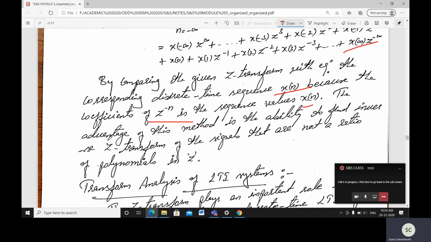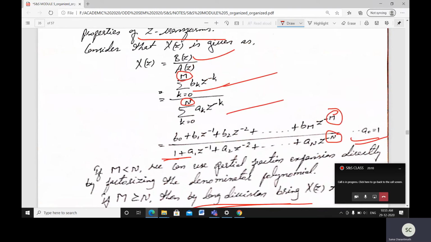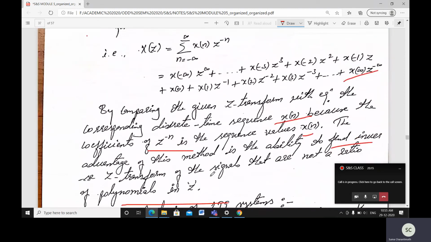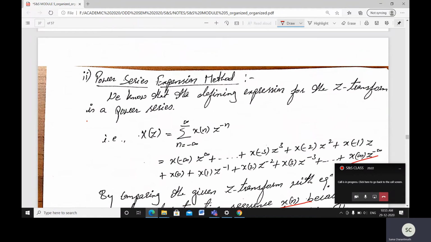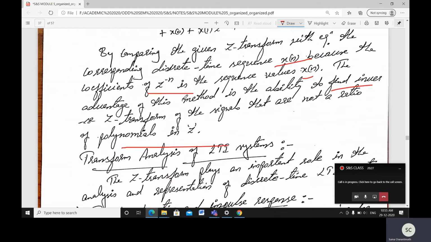The advantage of this method is the ability to find the inverse z transform of signals that are not in a ratio of polynomials. In the partial fraction expansion method, it is in terms of numerator and denominator, but if I go with the power series method, you will not get any ratio. You will directly get the input signal from the power series expansion. That is the advantage when we compare it with the partial fraction expansion method.